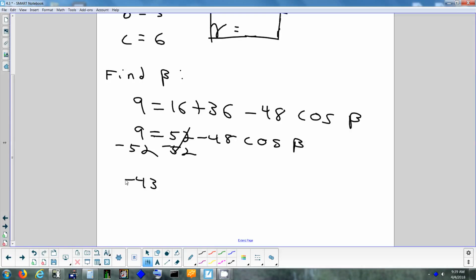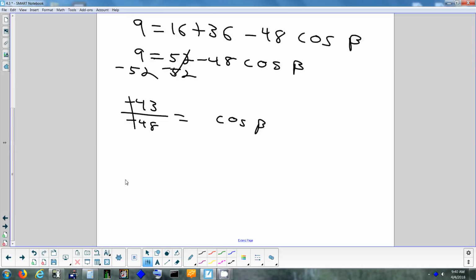And at the same time, just to avoid rewriting this whole thing again, how would I move the negative 48 to the other side? Divide. Yep. So I'm going to divide by negative 48. Negatives cancel. And then my last step to get rid of cosine.